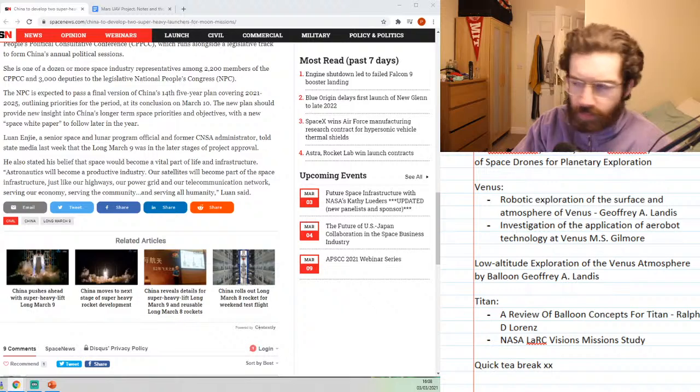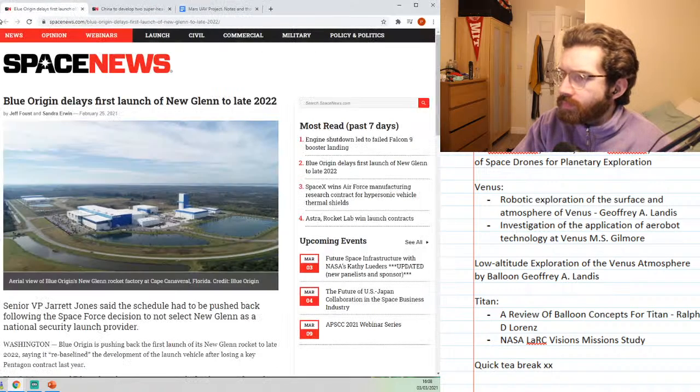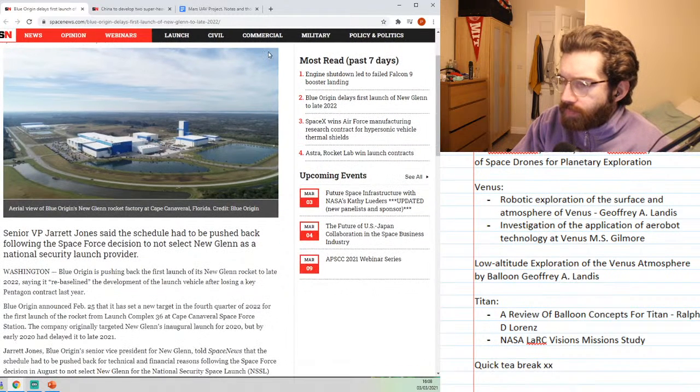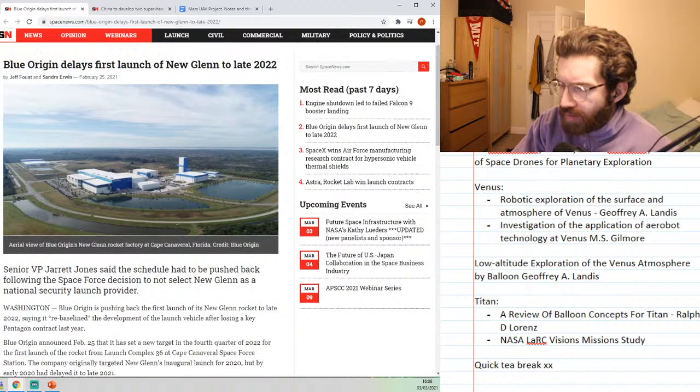The Blue Origin. Blue Origin delays first launch of New Glenn to late 2022. So New Glenn is the name of their rocket, I say. I'm actually learning this for the first time right now. But nice station, right? Looks pretty nice. Looks like a cool place to work.